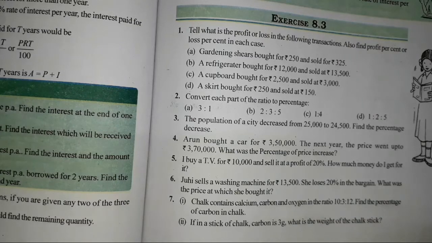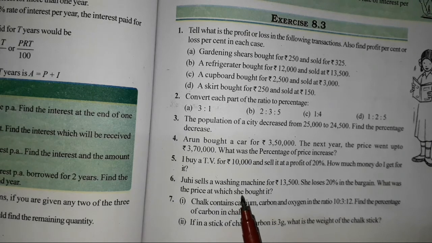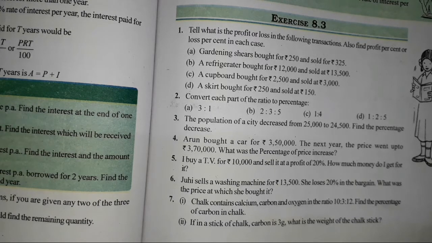Hello students, now we will start question number 6 from exercise 8.3. The question is: Juhi sells a washing machine for rupees 13,500. She loses 20% in the bargain. What was the price at which she bought it?